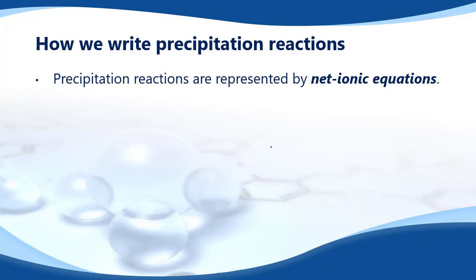The problem is, as we just saw in the previous slide, some of those things don't actually really do anything in solution, right? The sodium ions and the nitrate ions, they started off dissolved in solution. They end dissolved in solution. They didn't really do anything. The only two ions that did something were the silver ions and the chloride ions, and they formed a precipitate, and that's the part of the reaction that we care about.